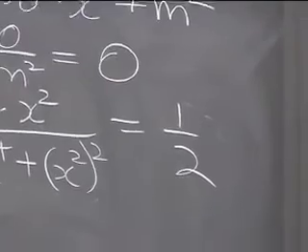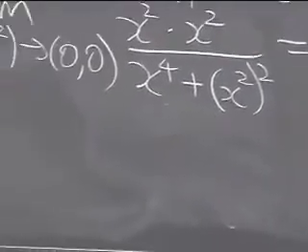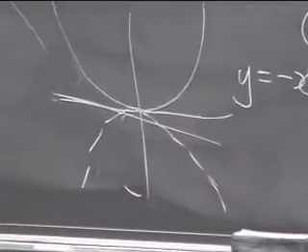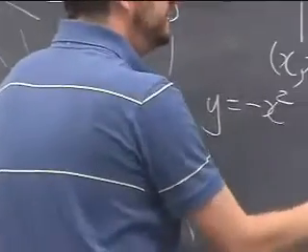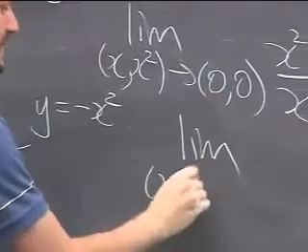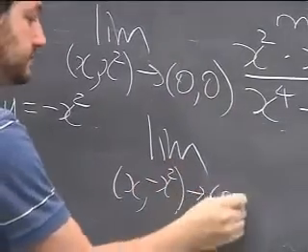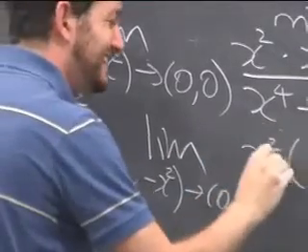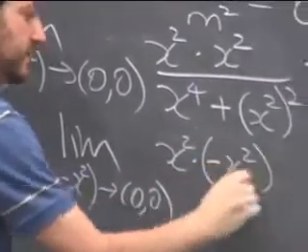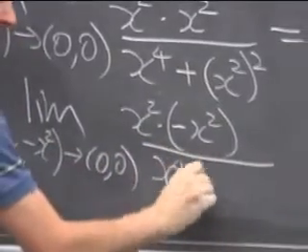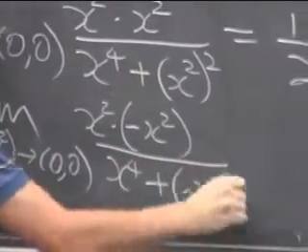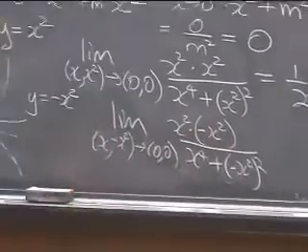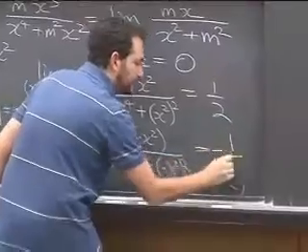However, if you go along y equals minus x squared, which is this, so you're approaching from this side, and you plug it in, then you get the limit as x, minus x squared goes to 0 of x squared times y, which is minus x squared over x to the 4th plus minus x squared all squared. And if you work it out, you get minus x to the 4th over 2x to the 4th, and so that limit is minus a half.